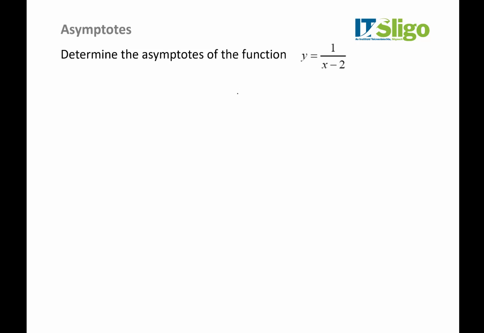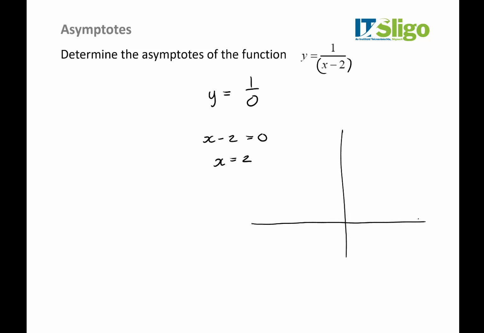So what we do is we say, well, really we're always interested in where is y equal to 1 over 0. In this case, in order to get y is equal to 1 over 0, then that must mean that x minus 2 is equal to 0. This bit on the bottom we just make equal to 0. So then x is equal to 2. So what this is telling us, when x is equal to 2, that's a vertical asymptote.